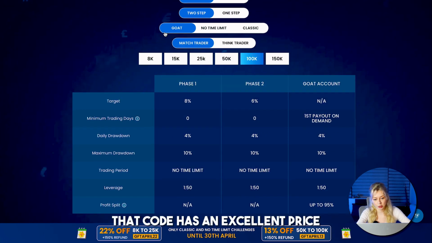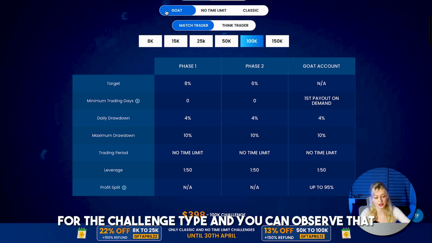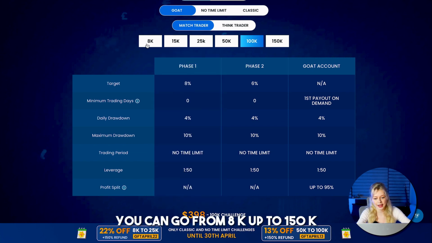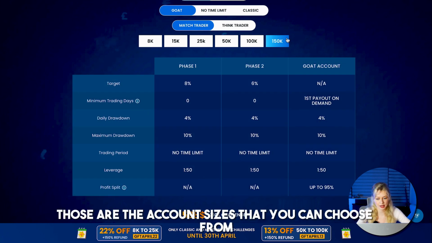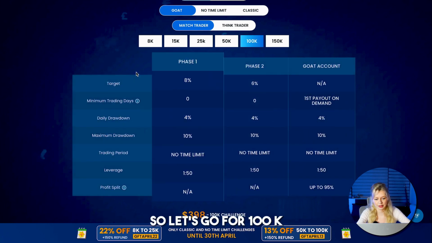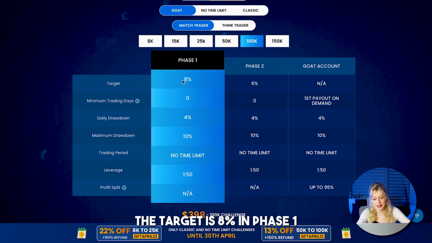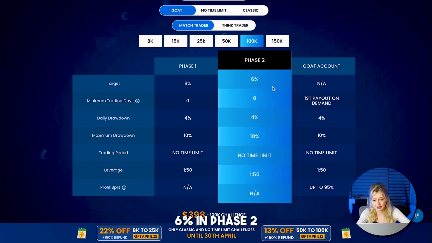So remember that Goat has an excellent price for the challenge type, and you can observe that you can go from 8K up to 150K. Those are the account sizes that you can choose from. So let's go for 100K. The target is 8% in phase 1, 6% in phase 2.